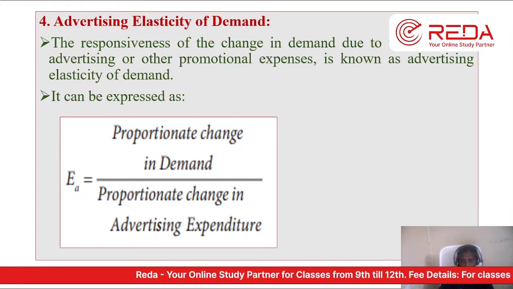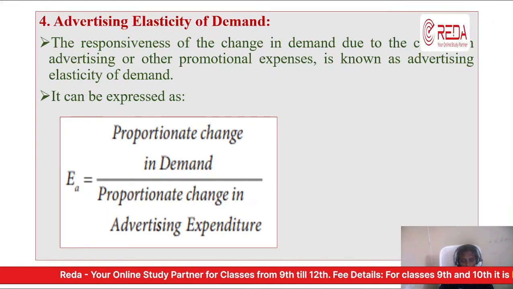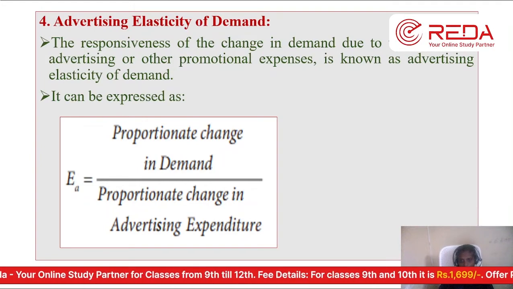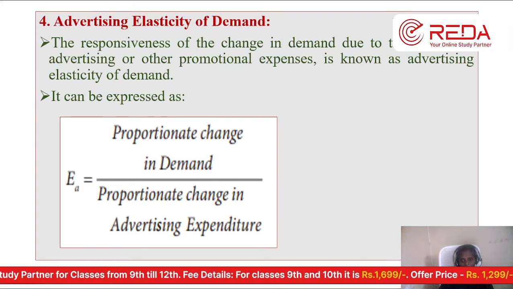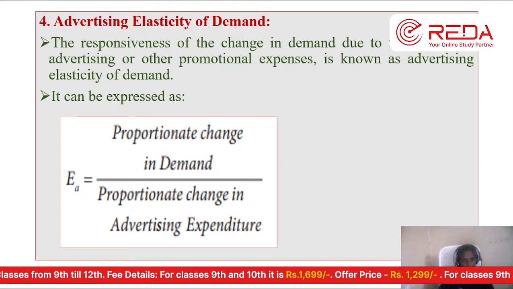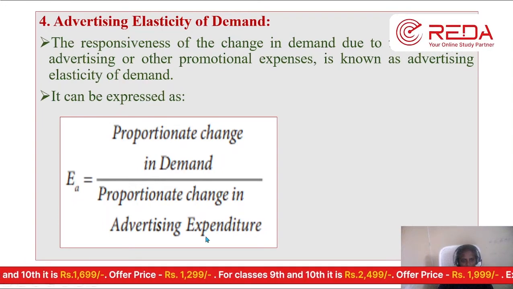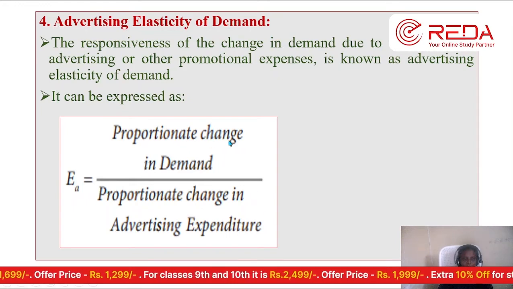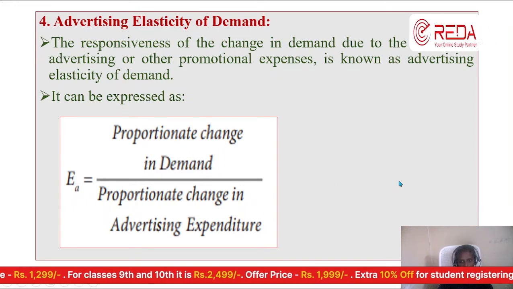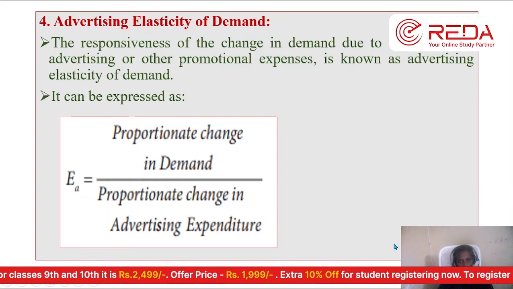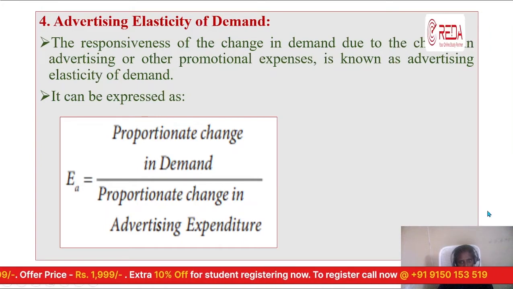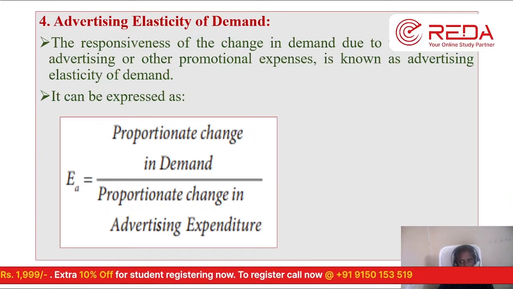So advertisement plays a very important role, because advertisement reaches the consumer even in other parts of the country, other parts of the world also. So if there is a proportionate change in advertising expenditure, obviously there will be a proportionate change in the demand for the commodity. However much you spend, according to the expenditure there will be proportionate changes in the demand for the commodity, which we call advertising elasticity of demand.